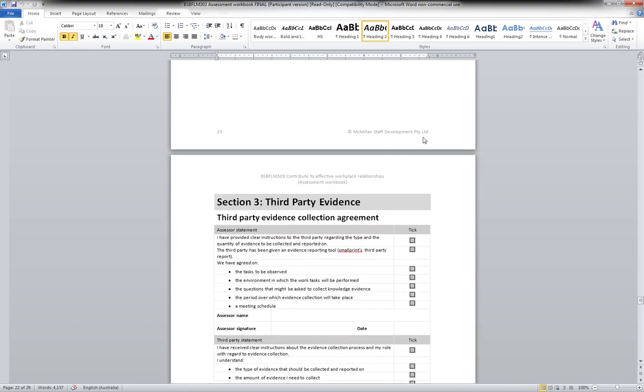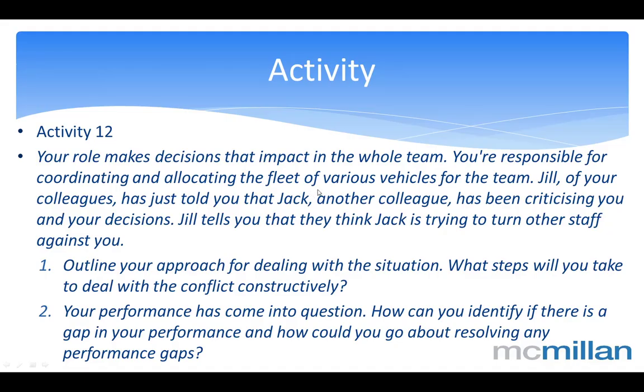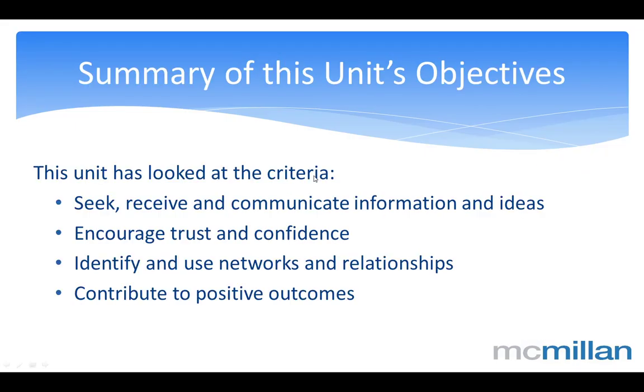So that pretty much just wraps up this unit. That is Unit 10. So that's pretty much Unit 10, and this is the 4 areas: seek, receive, communicate information, ideas, encourage trust and confidence, identify, use networks and relationships, contribute to positive outcomes.